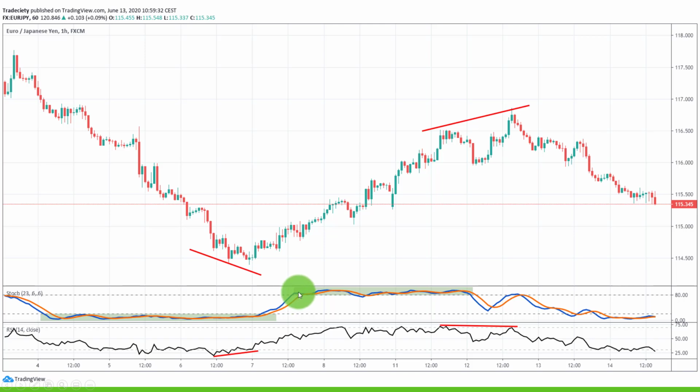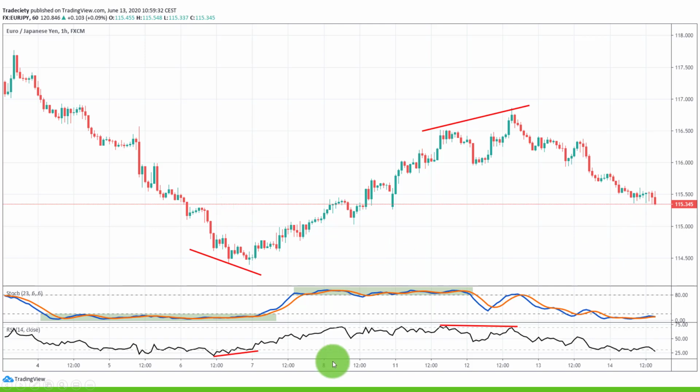Shortly after, the stochastic entered the overbought area and the uptrend really accelerated. And then we have the same here on the other side. The price action is showing you higher highs, whereas the RSI is showing you lower highs. Another divergence. It means that the uptrend is losing strength. It's not as strong anymore. And then shortly after, the market collapses.